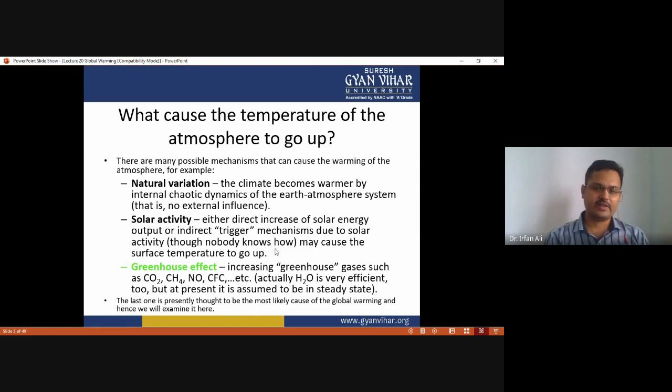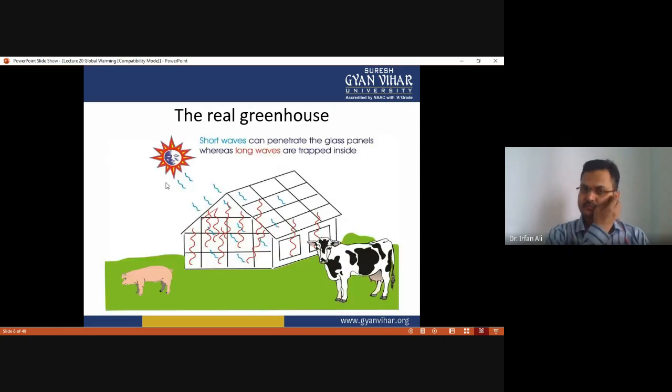The greenhouse effect is the major factor for the rise in temperature of the globe. Here the increasing greenhouse gases include carbon dioxide, methane, nitrous oxide, and chlorofluorocarbons. Actually, water vapor is very efficient too, but at present it is assumed to be in a steady state. The last one is presently thought to be the most likely cause of global warming, and hence we will examine it here. So how do these greenhouse gases increase the temperature of the globe?